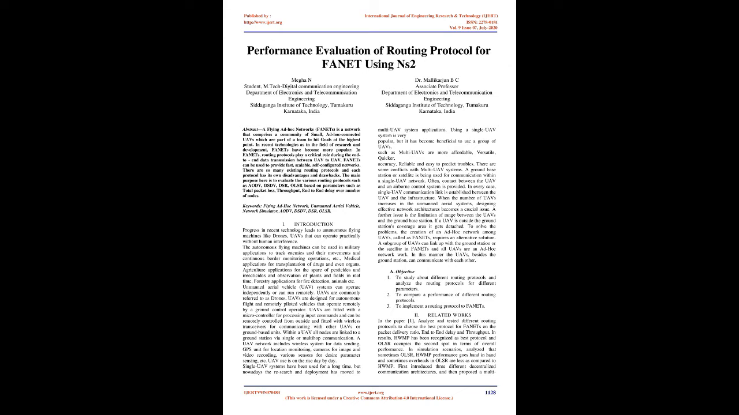Introduction. Progress in recent technology leads to autonomous flying machines like drones, UAVs, that can operate practically without human interference. The autonomous flying machines can be used in military applications to track enemies and their movements in continuous border monitoring operations, etc., medical applications for transplantation of drugs and even organs, agriculture applications for the spray of pesticides and insecticides and observation of plants and fields in real time, forestry applications for fire detection, animals, etc.